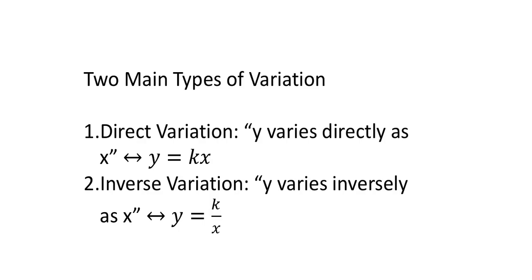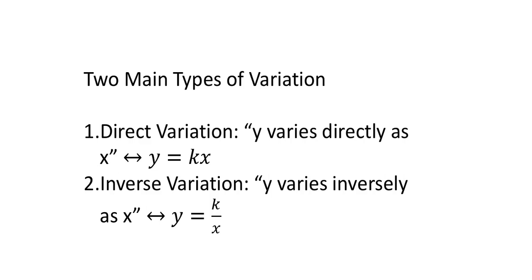In this video, we're going to take a look at section 5.8, which is on variation. There are two main types of variation: direct variation and inverse variation. When a relationship is described as direct variation, what that means is that when one variable changes by a certain factor, the other variable will change by the same factor.